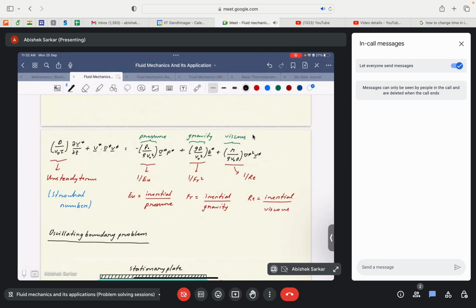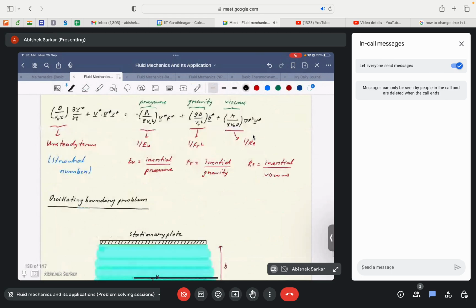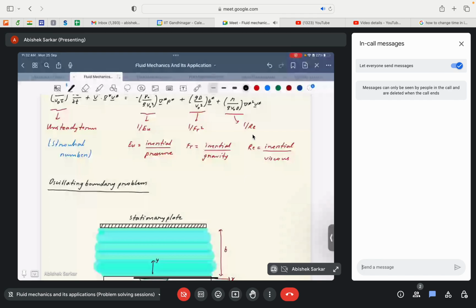Like so, we see that the first term signifies the Strouhal number. The Strouhal number, usually denoted as St, is usually represented as fL by U, where L is the characteristic length scale, U is the characteristic velocity, and f is the characteristic frequency of oscillation of the velocity profile. This kind of Strouhal number usually comes into the picture in the case of oscillatory flows.